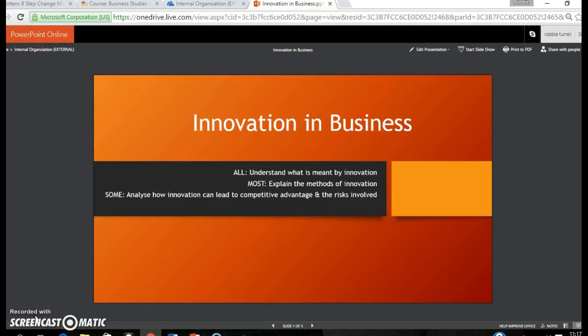This PowerPoint supports AS 90379, understanding of how internal factors interact within a business that operates in a global context. It's the first one looking at innovation in business. So the objectives of this presentation and this lesson: understand what is meant by innovation, the methods of innovation, and analyse how innovation can lead to competitive advantage and the risks involved.